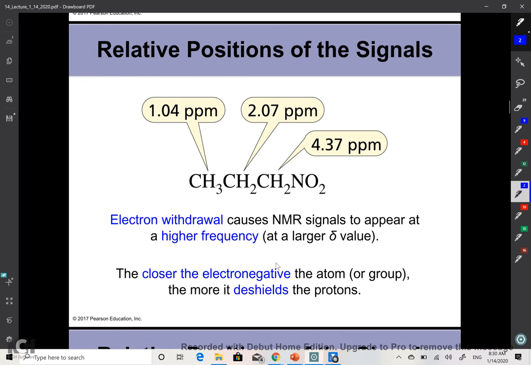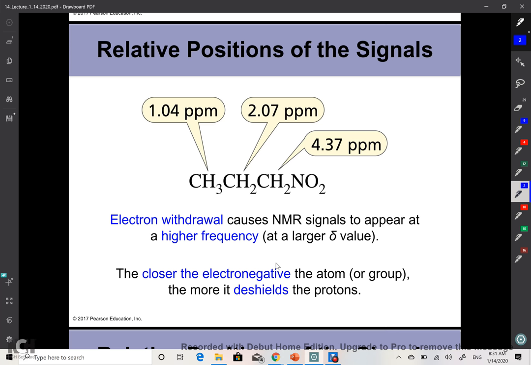So the relative position of the signal, we already have an idea of what it is. What can affect the relative position of a signal? We have a hypothetical molecule here. What would be the name of this molecule, by the way? That's a nitro group, right? So that would be nitropropane. Not a nitrile, because nitrile would be CN, not NO2. So this molecule is nitropropane.